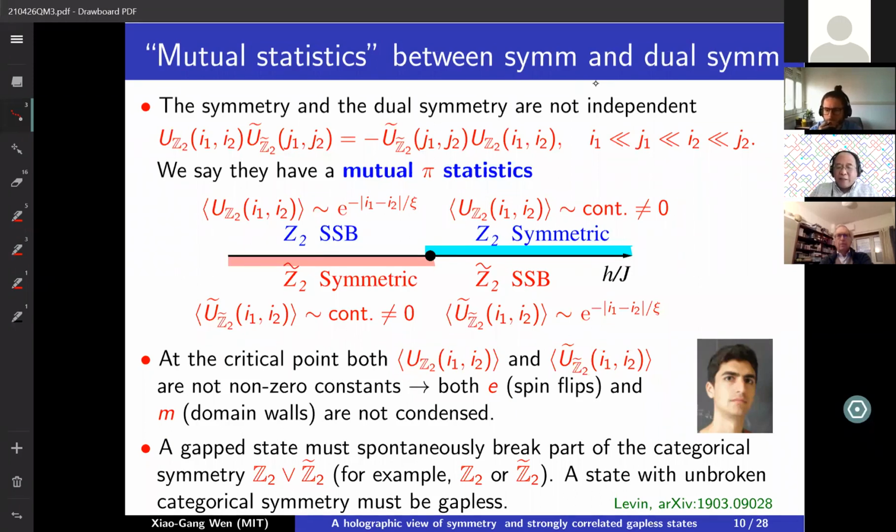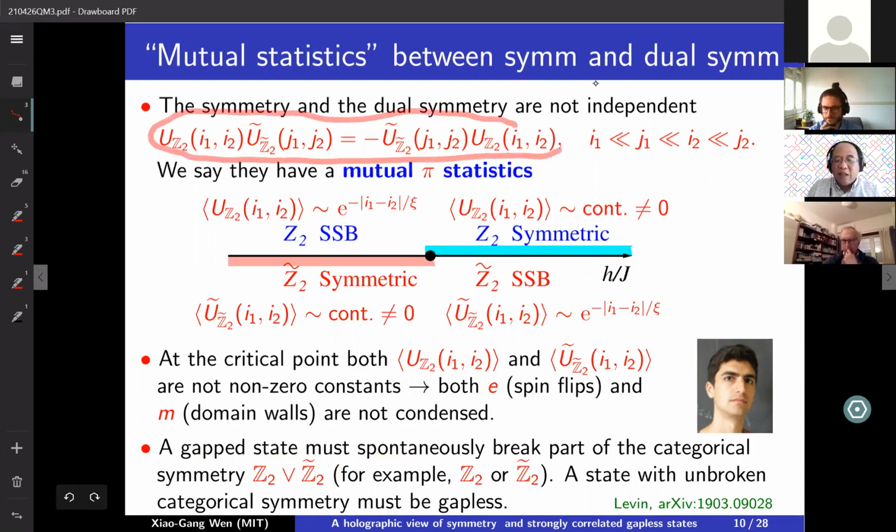It turns out that these two symmetries are correlated because of the following theorem proved by Levin. For these two symmetries in a gapped phase, one of the symmetries must be broken. If both symmetries are unbroken, the state must be gapless. A gapped state must break one of the symmetries. That is their relation. But why do they have such a property? Really because they do not commute.